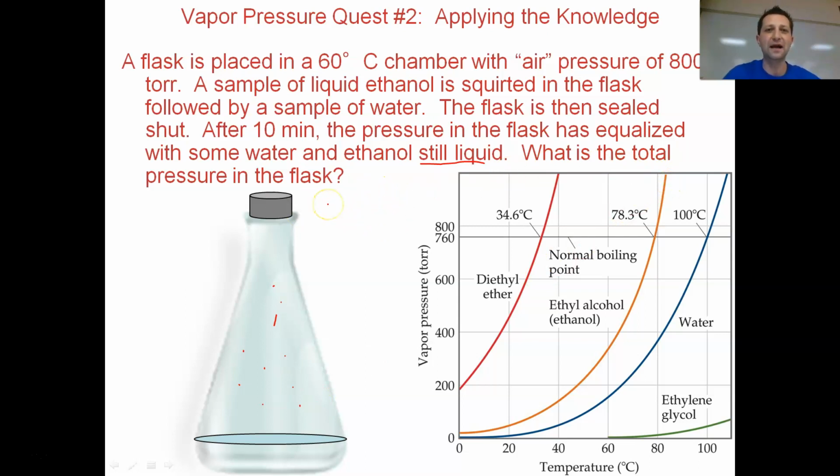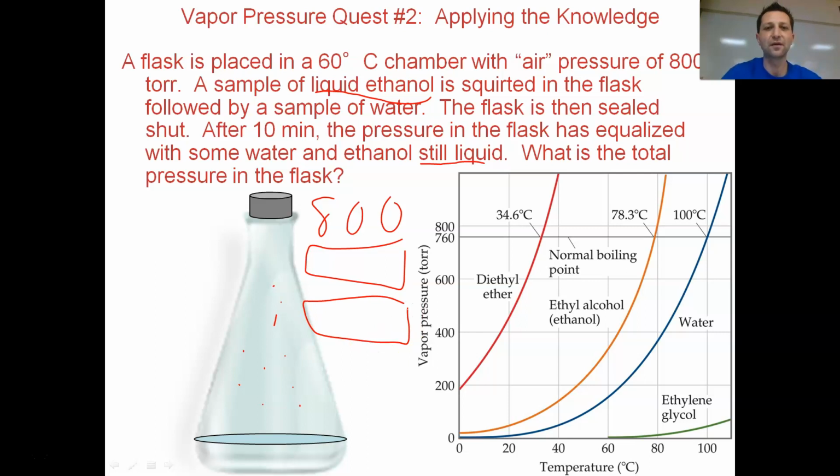So we have to think back to gas laws a little bit for this one. If we have a bunch of different gases in this flask, which we do, we have our air pressure of 800 torr. 800 torr air pressure was where we started. We also have air pressure from the liquid ethanol, so we have ethanol vapor now. So we want to add up what that ethanol is going to be. We also have water vapor. So the total pressure is the combination of those three.